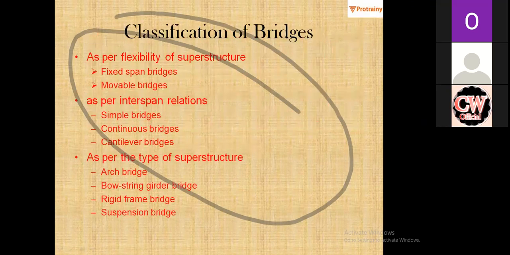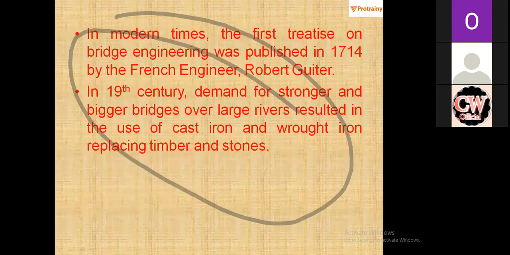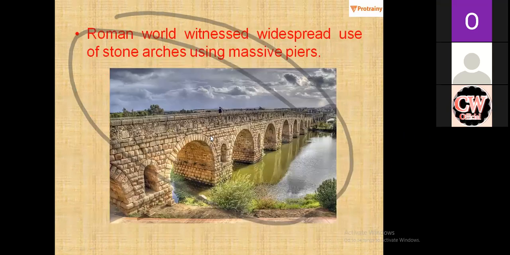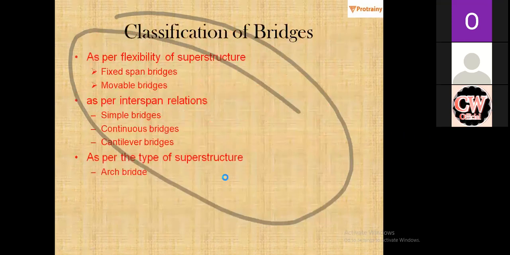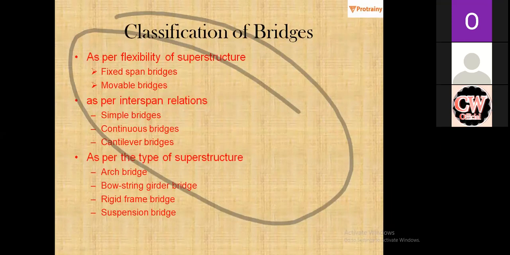Then classification of bridges. Now, categories of bridges. First one is as per flexibility of superstructure. What is superstructure? This is superstructure, right? Fixed span bridges and movable bridges. Most of the bridges we have come across are fixed span bridges. Movable bridges are more for military purpose. So, fixed span bridges and movable bridges.